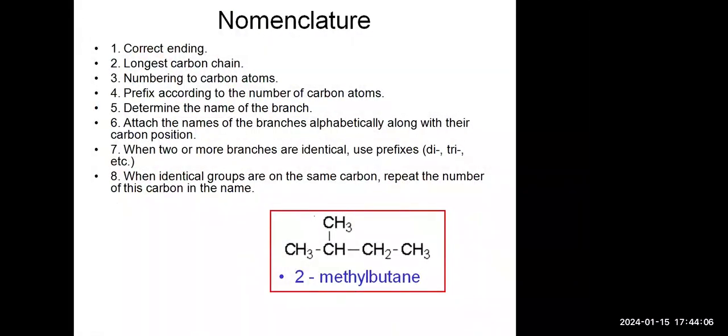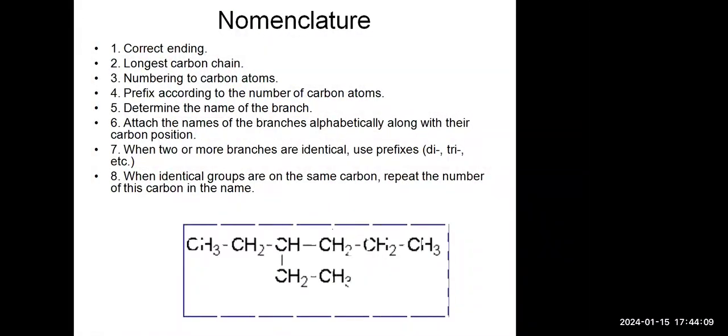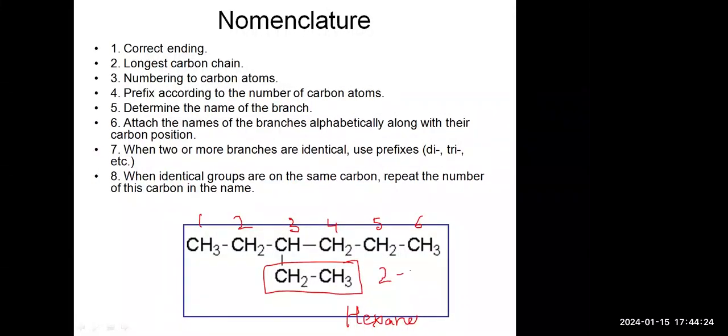Now this is 2-methyl butane. This is, you can see, 1, 2, 3, 4, 5, and 6. 6 is hexane, and there are two carbon in the branch, so it becomes ethyl. 3-ethyl hexane.